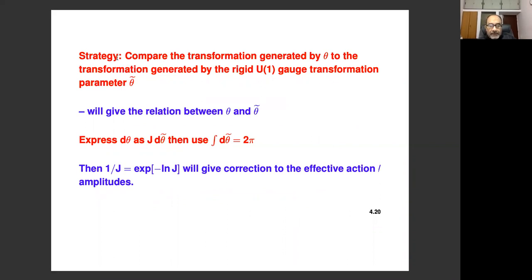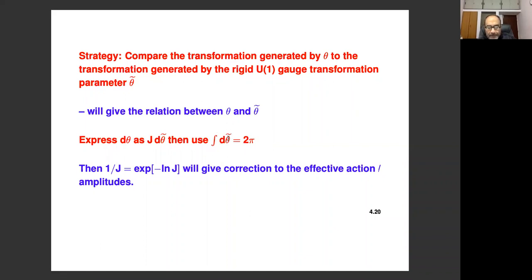The strategy that we suggested was to compare the transformation generated by theta to the transformation generated by the rigid U1 gauge transformation parameter, which I'll call theta tilde. I'll describe in the next slide more precisely what we mean by this rigid U1 gauge transformation. But once you identify the relationship between theta and theta tilde, we can write d theta in the denominator as J times d theta tilde, with some Jacobian. Then because theta tilde is just a U1 transformation, its volume is just 2 pi.